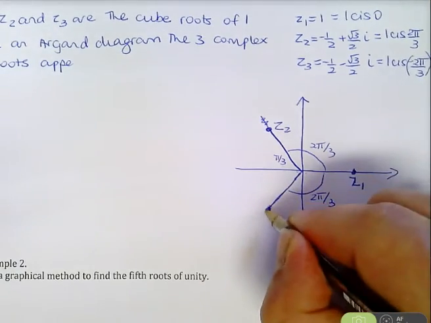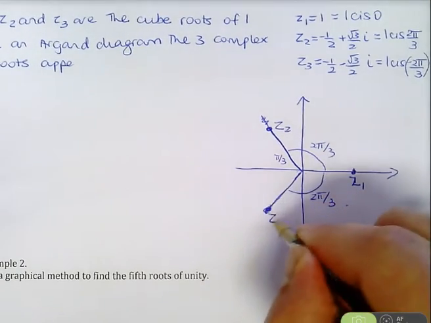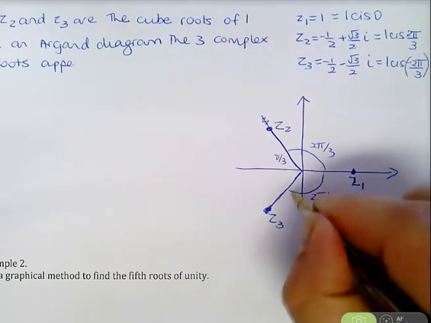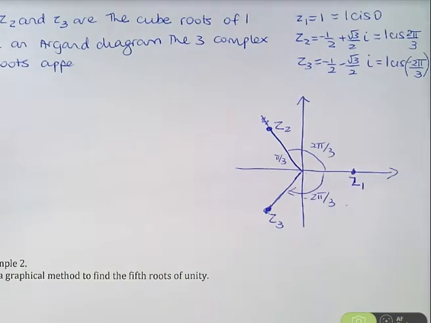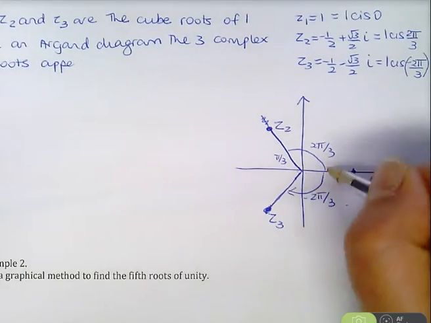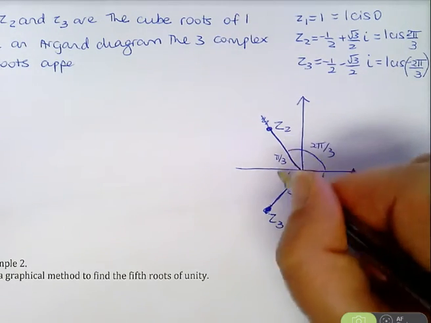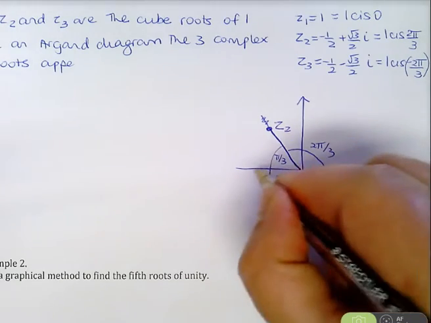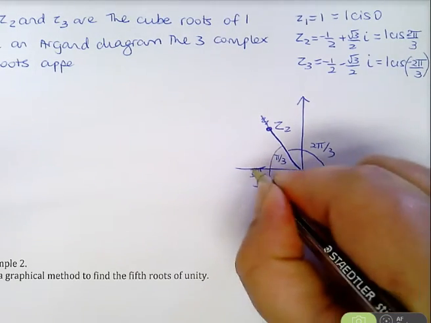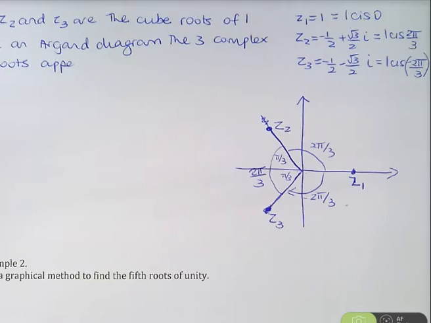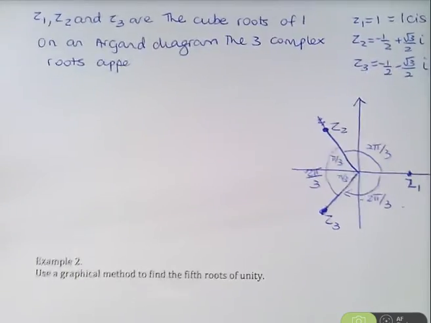If this modulus is 1 unit as well, this would be Z3, where this angle here is minus 2 pi on 3. And 2 pi on 3 and 2 pi on 3 is 4 pi on 3. Remember these related angles in here are pi on 3 and pi on 3. Notice this other angle between Z2 and Z3 is also 2 pi on 3. So basically, there are the three roots.